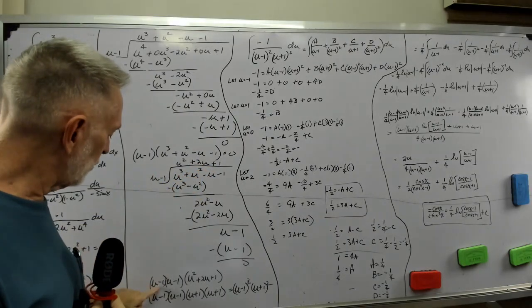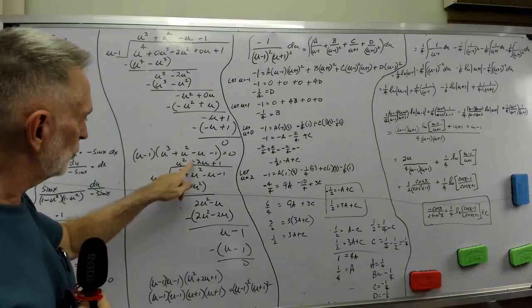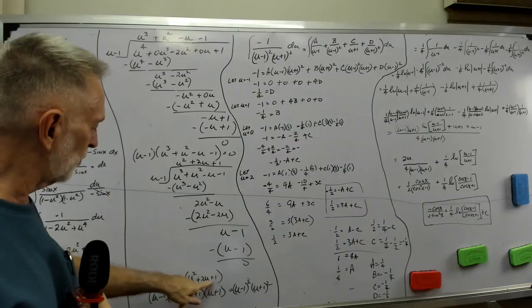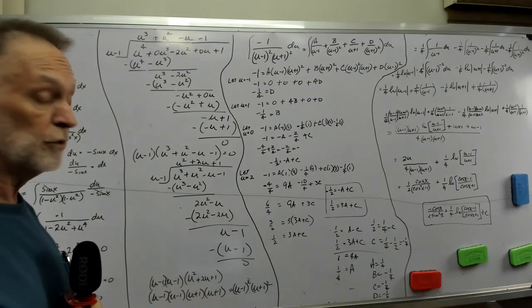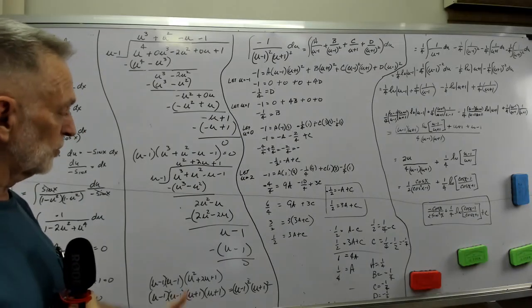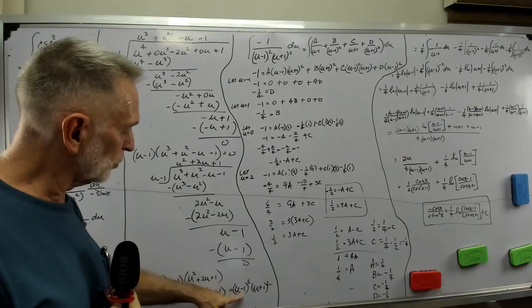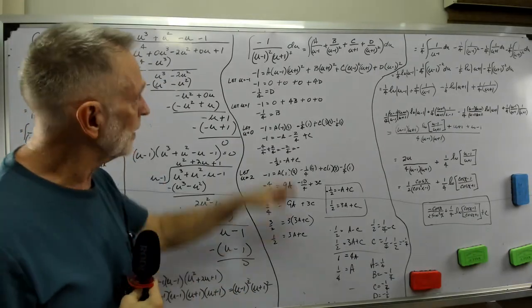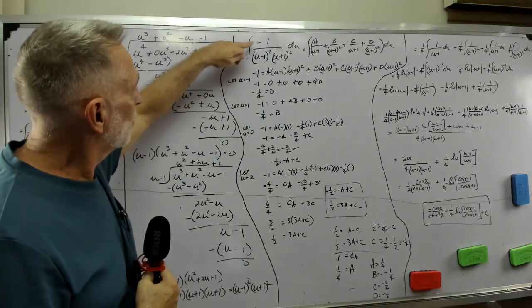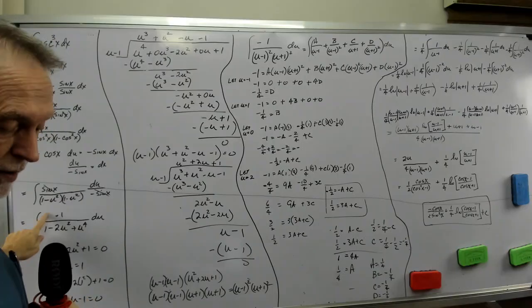So I have u minus 1 times u minus 1 times this u squared plus 2u plus 1. Well, I can factor that readily. That's u plus 1 times u plus 1. So I end up with the terms in the denominator of u minus 1 squared times u plus 1 squared. So keep in mind I had that negative 1 right here.